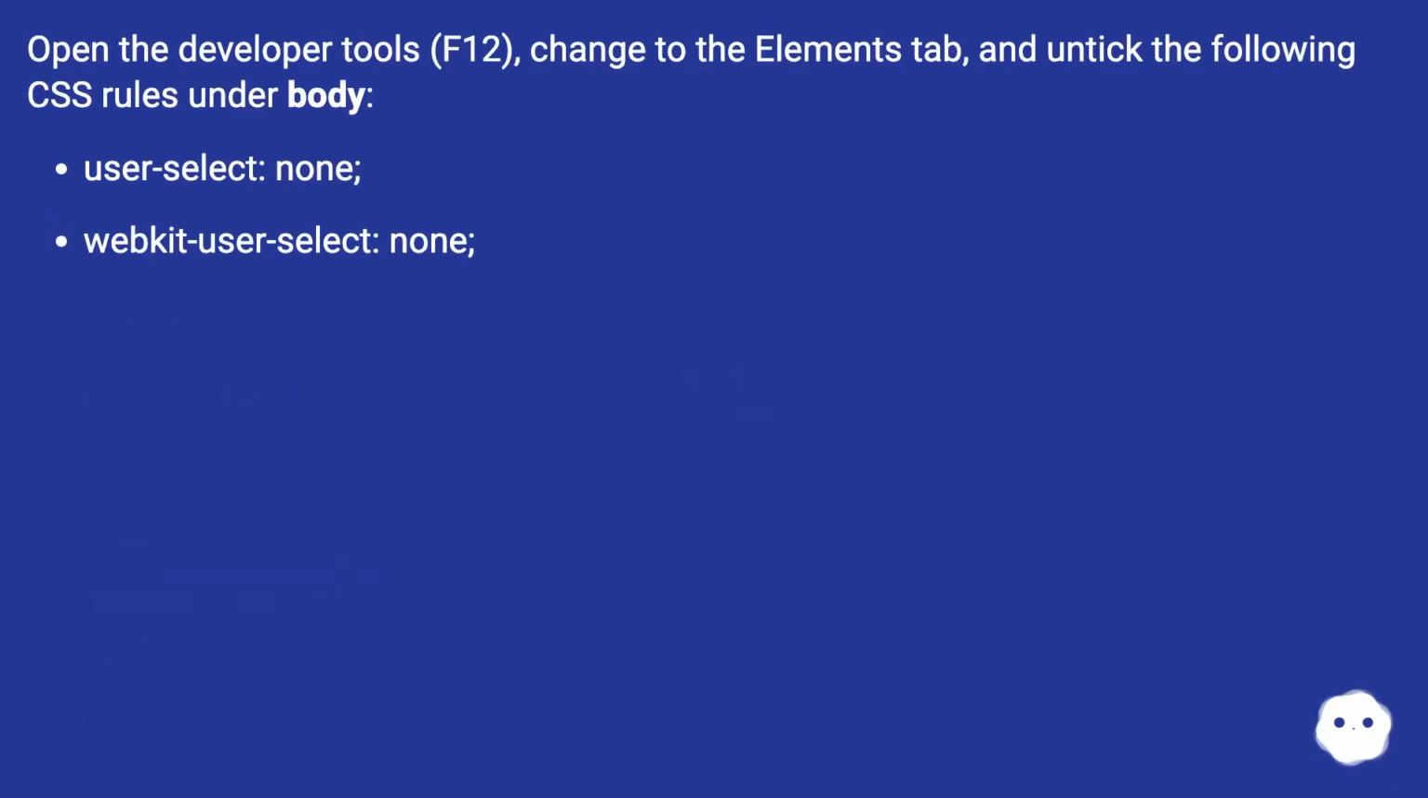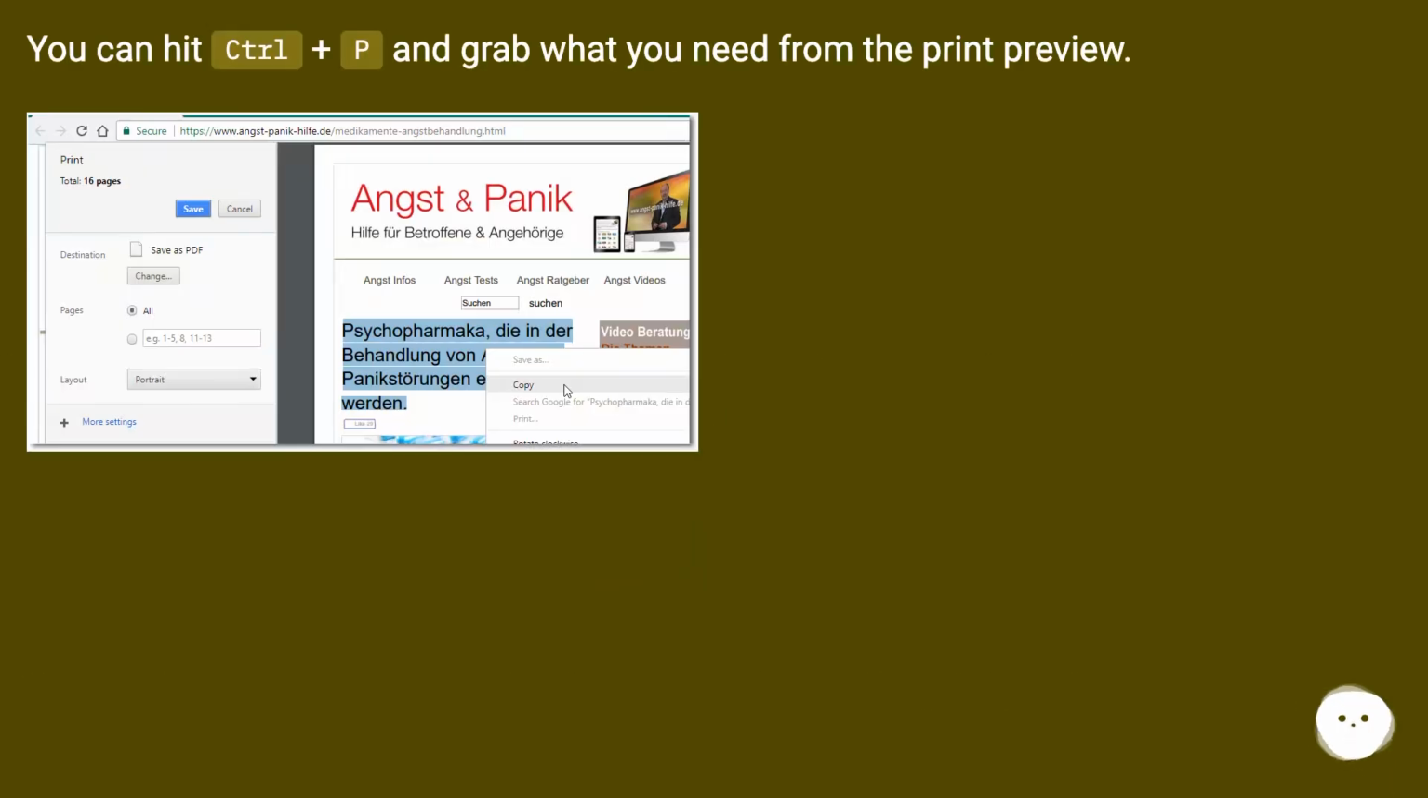Open the Developer Tools, F12, change to the Elements tab, and untick the following CSS rules under body: user-select: none, and -webkit-user-select: none. You can hit Ctrl+P and grab what you need from the print preview.